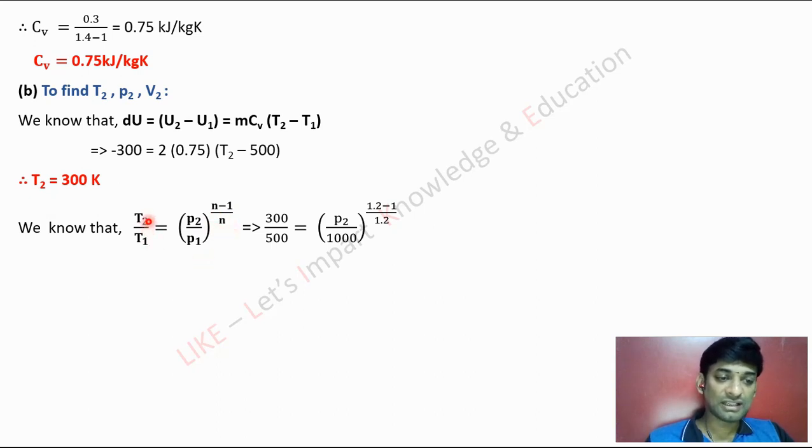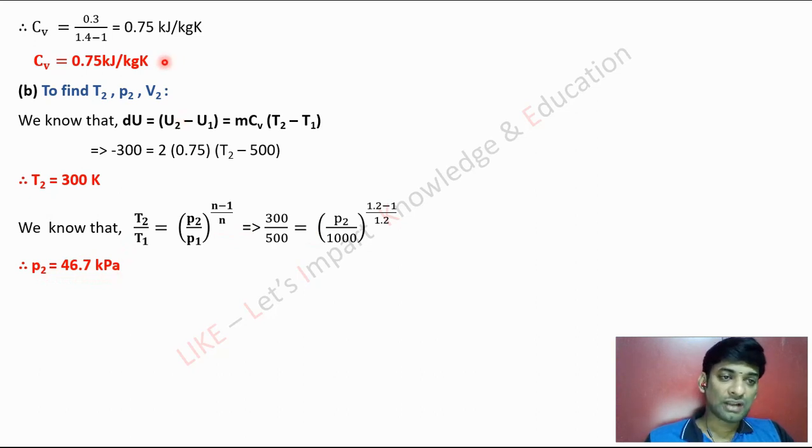So the expression is T2 by T1 is equal to P2 by P1 whole power n minus 1 by n. This expression is derived in the previous derivations. You can refer to the derivation to know how the formula has been arrived. T2, just now we have calculated as 300 Kelvin. T1 is given in the problem. P1 is given in the problem. Small n is also given in the problem. Only unknown parameter is P2. So substitute all the given data here. You will get P2 is equal to 46.7 kilopascal.